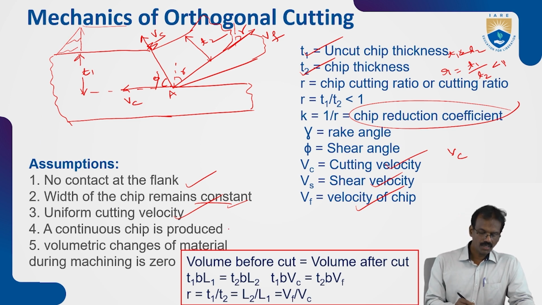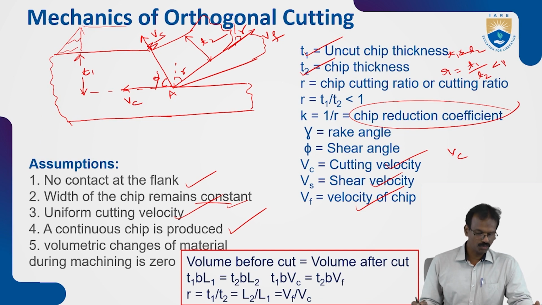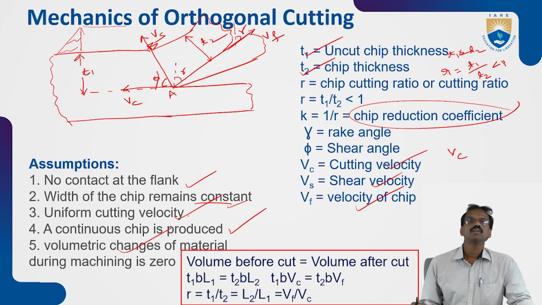Next, a continuous chip is produced. Continuous chip formation is there. We are assuming this. Next, volumetric changes of the material during machining are zero. There is no change in the material during this. So these are the different assumptions in orthogonal cutting.